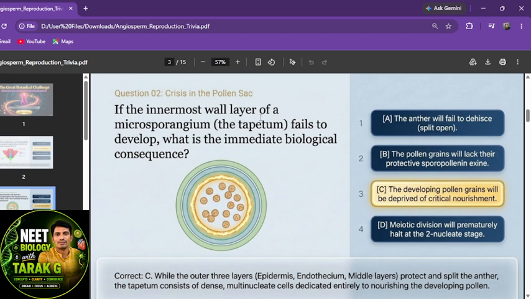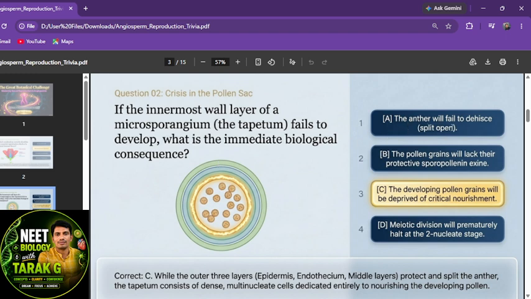If the innermost wall layer of a microsporangium fails to develop. Okay, for example, here microsporangium: micro means what? Male. Macro, or mega, means female, right? If the innermost wall layer of a microsporangium, that's nothing but the tapetum, fails to develop, it's not developing, it's failed, what is the immediate biological consequence? It's a very good objective.